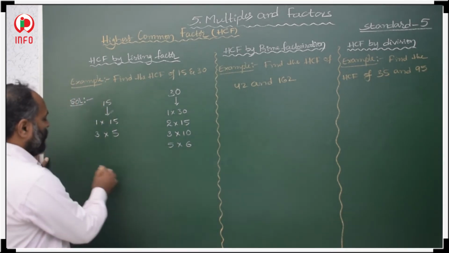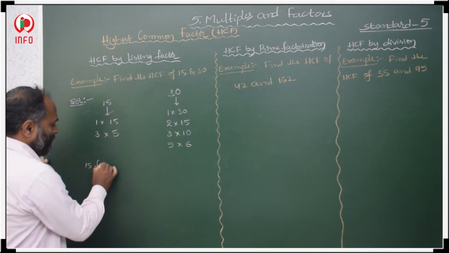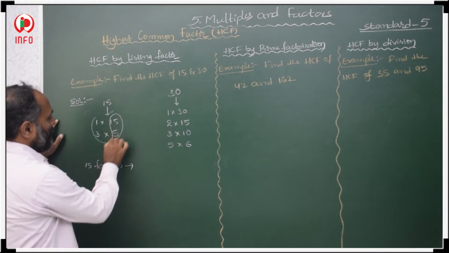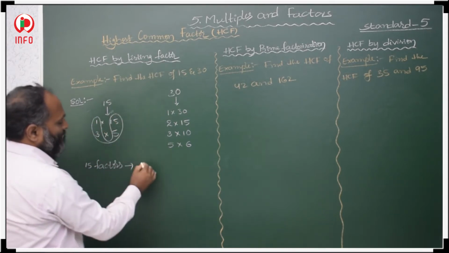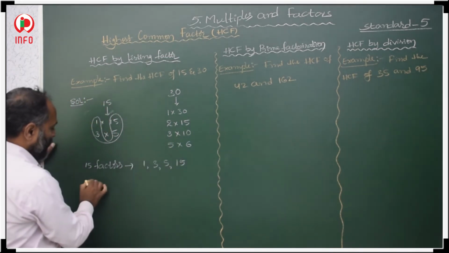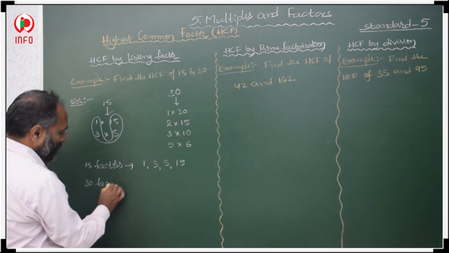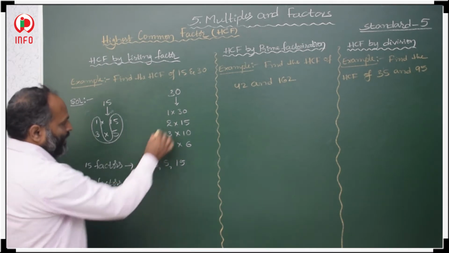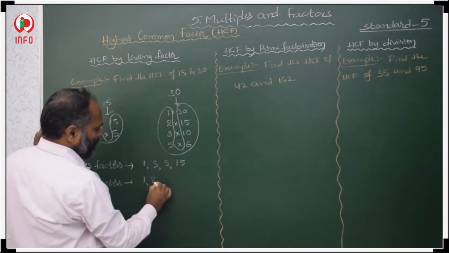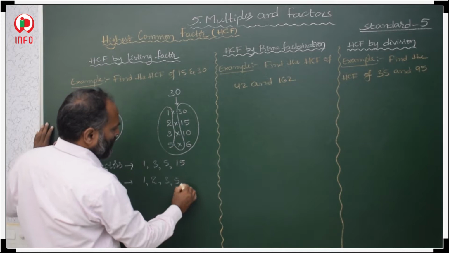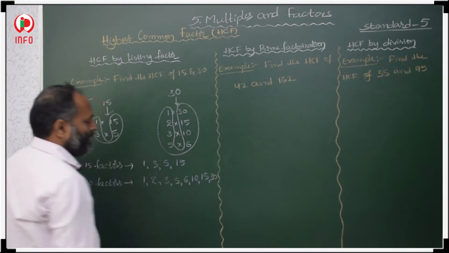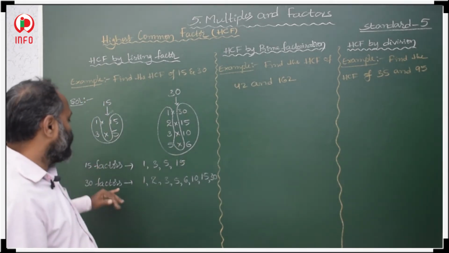Now the 15 factors. What are the 15 factors? Take it this way: 1, 3, 5, 15. And the 30 factors. What are the 30 factors? Take it this way: 1, 2, 3, 5, 6, 10, 15 and 30. These are the 15 factors and 30 factors.